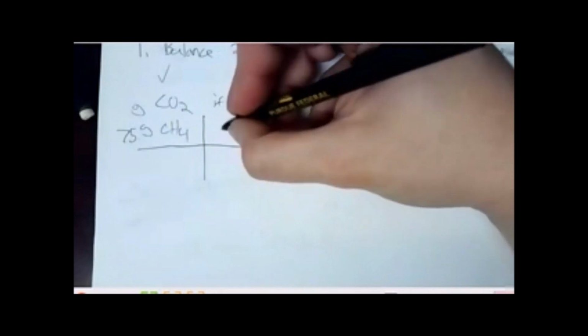Step 3, moles of methane. To get the moles of methane, we need the molar mass. To get the molar mass, we look up on the periodic table the weight of each atom. So carbon is 12. Each hydrogen is 1. There's 4 hydrogens, so there's 4. The molar mass of methane is 16. So 75 divided by 16 would give us something like 4.6875 moles of methane. So that's step 3. Done.